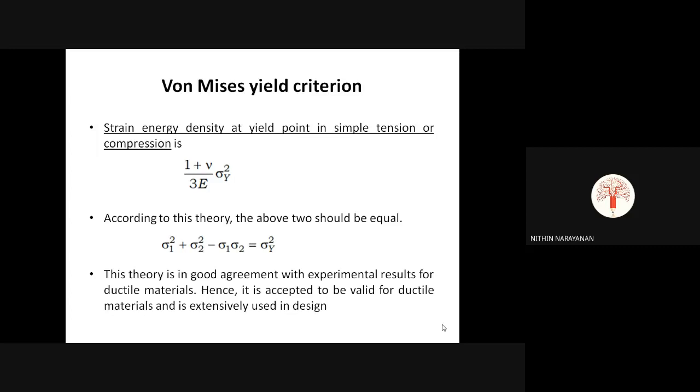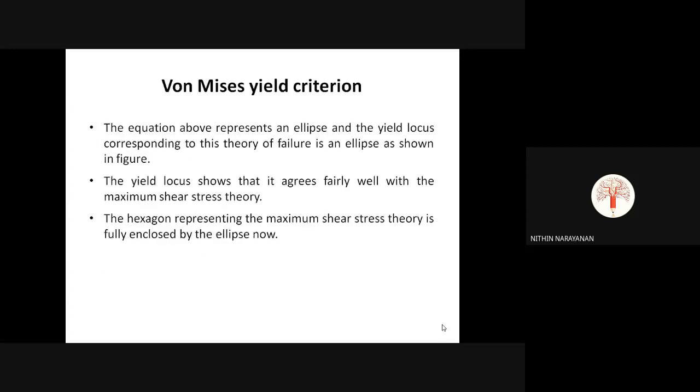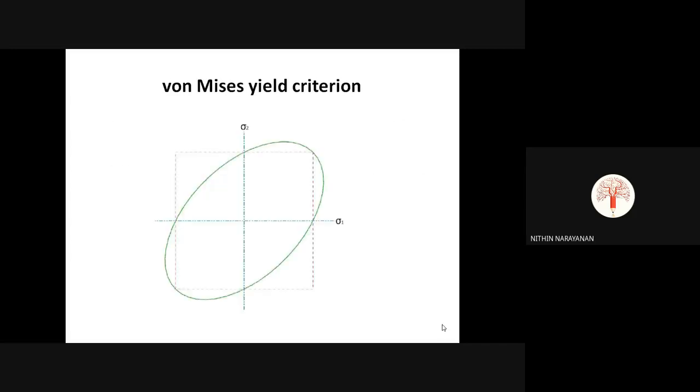Actually, this equation represents the equation of an ellipse. So the locus of this yield stress criterion will be an ellipse. The equation above represents an ellipse, and the yield locus, where yielding starts, when plotted gives an ellipse as shown in the figure.